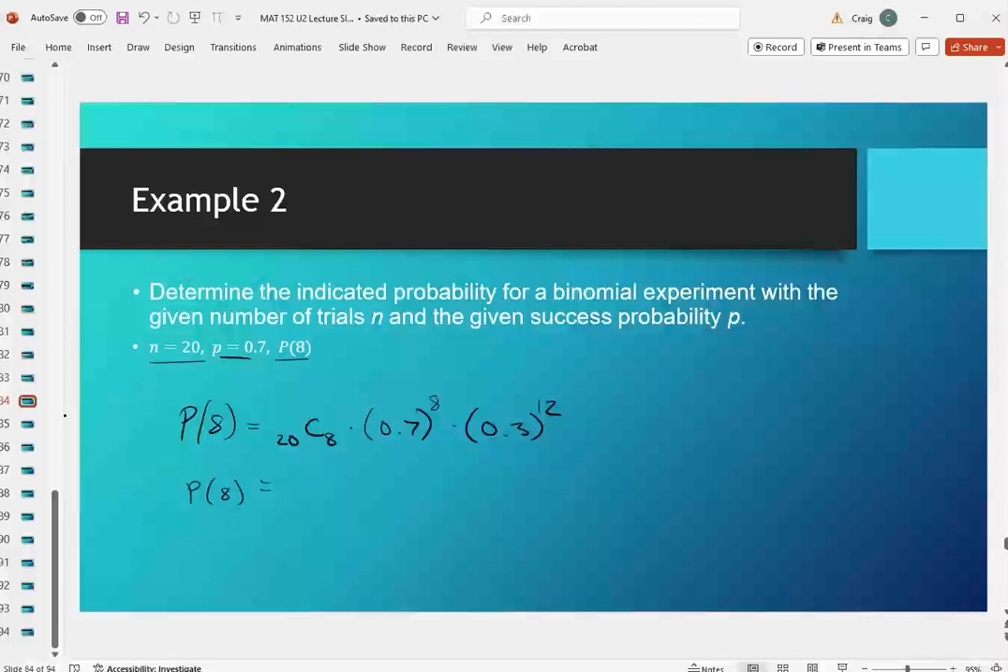Bear with me while I type this into my calculator again. What we're going to find is the probability of 8 successes in whatever situation this is. I think this is just a random binomial experiment. 0.3 to the 12th. I'm sorry, I'm still typing in the calculator.